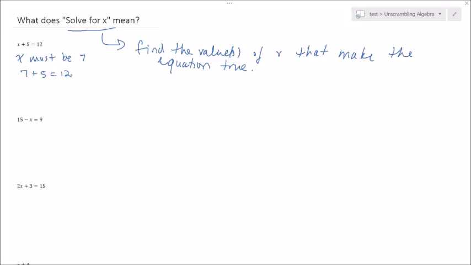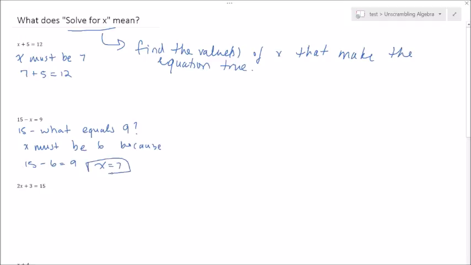So the next step here would be something like the second equation. Well, we got 15 minus x is equal to 9. And again, the question is really asking, 15 minus what equals 9? And again, this answer should be fairly simple. X must be 6 because 15 minus 6 is equal to 9. So therefore, x in this particular equation equals 6, and the one above is 7.